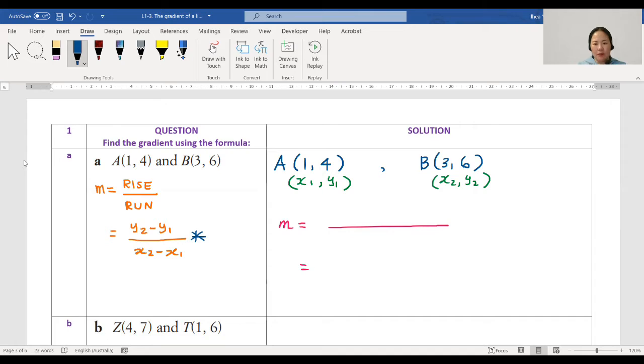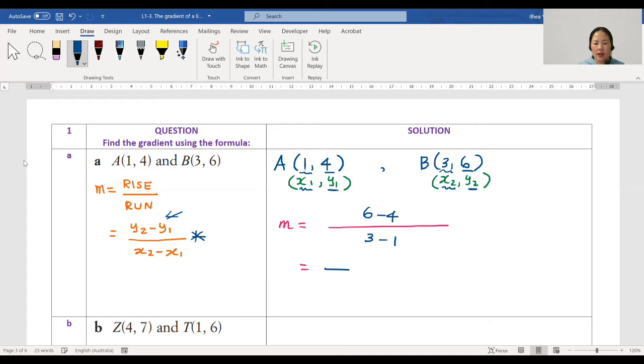I just named the coordinates. The first point is point A, second point is B, and each coordinate in each point, I'm going to name them as x1, y1 for the first one, x2, y2 as my second one. y2 minus y1, that's my y2, minus y1 is this one. So it'll be 6 minus 4. And x2 minus x1 is 3 minus 1.